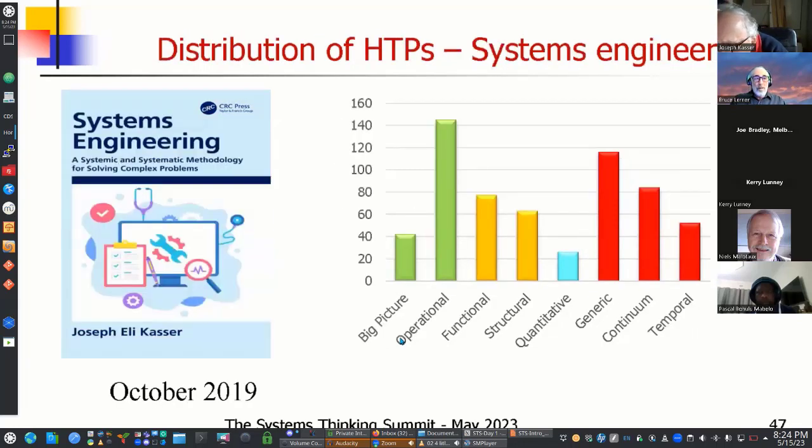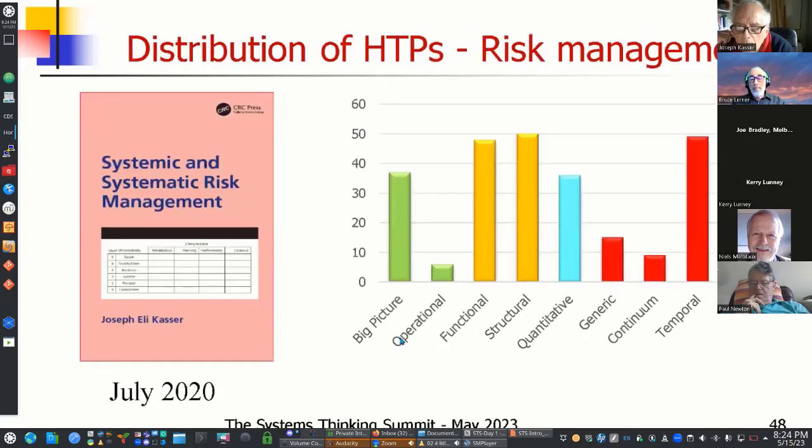In systems engineering, look at that operational hit. Because systems engineers are concerned with creating systems that will operate and thinking about how it's being used before they actually create the requirements. And then there's a functional and structural perspectives when they get into the design. And again, generic and continuum are important because they're looking for solutions to the problems they're facing in the design.